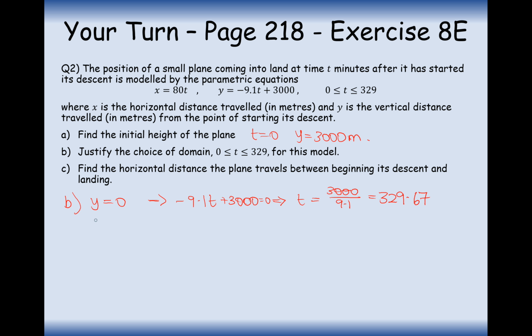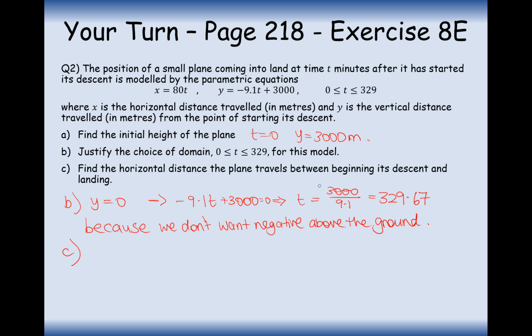Justify the choice of the domain. The reason is that we don't want negative height above the ground. Okay, that's the answer to part B.